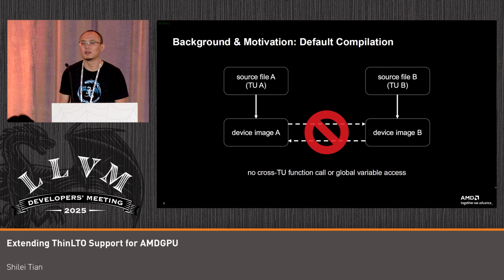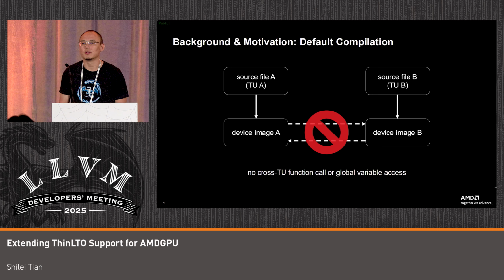Unlike a CPU program, in this mode, for AMD GPU, there cannot be any interaction between those translation units. By interaction, I mean there cannot be any external function call or cross-translation unit global variable accesses. That is because a GPU program is very resource sensitive. So when the backend compiles the kernel, it needs to know exactly how many resources the kernel is going to require, which includes all the functions that might be reachable from the kernel.